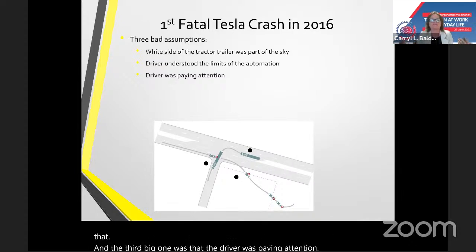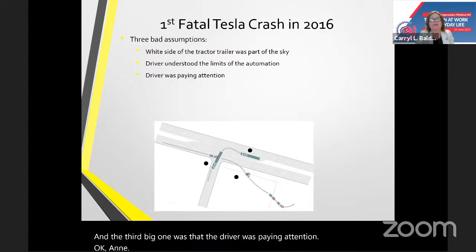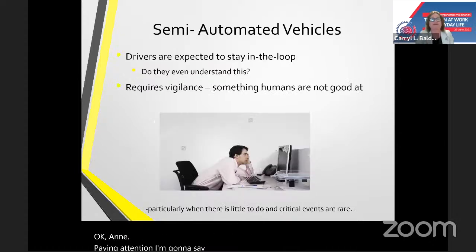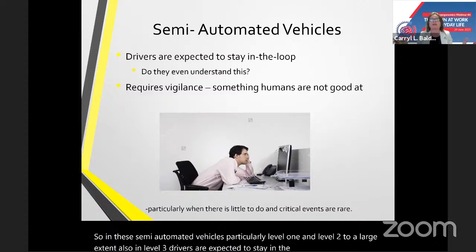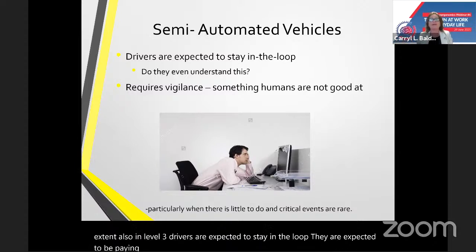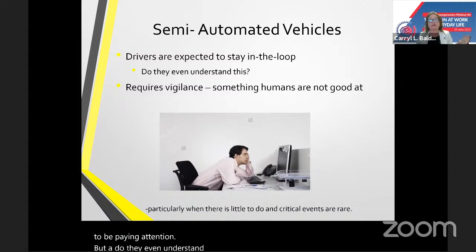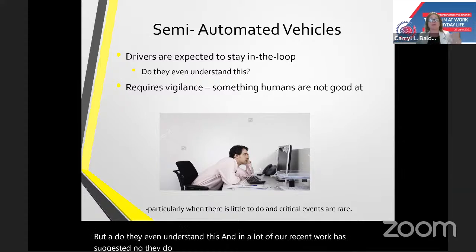Okay, and paying attention, I'm going to say, is one of our big challenges. So in these semi-automated vehicles, particularly level 1 and level 2, and to a large extent also level 3, drivers are expected to stay in the loop. They're expected to be paying attention. But A, do they even understand this? And a lot of our recent work has suggested no, they do not. Our work and other people's work, they don't even understand that.